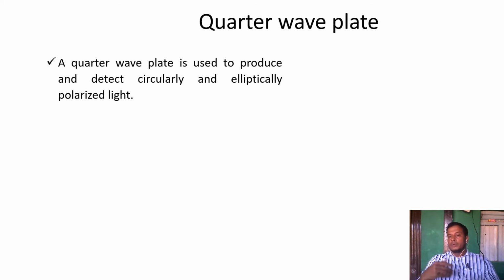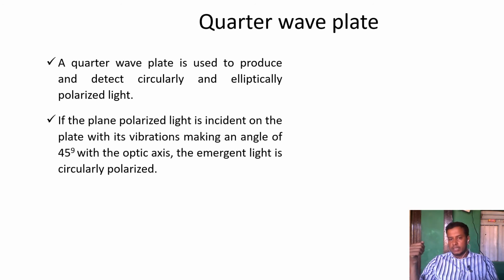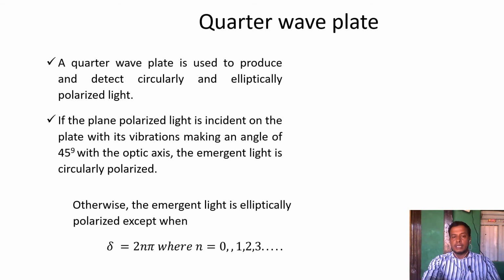So what is the use of this quarter wave plate? It is used to produce and detect circularly and elliptically polarized light. If plane polarized light is incident on the plate with the vibration making an angle of 45 degrees with the optic axis, the emergent light is circularly polarized. So in this way we can easily find it.